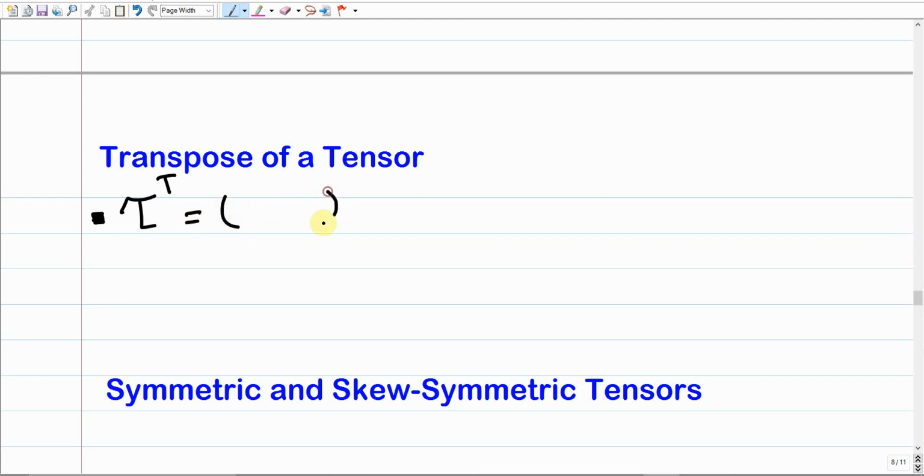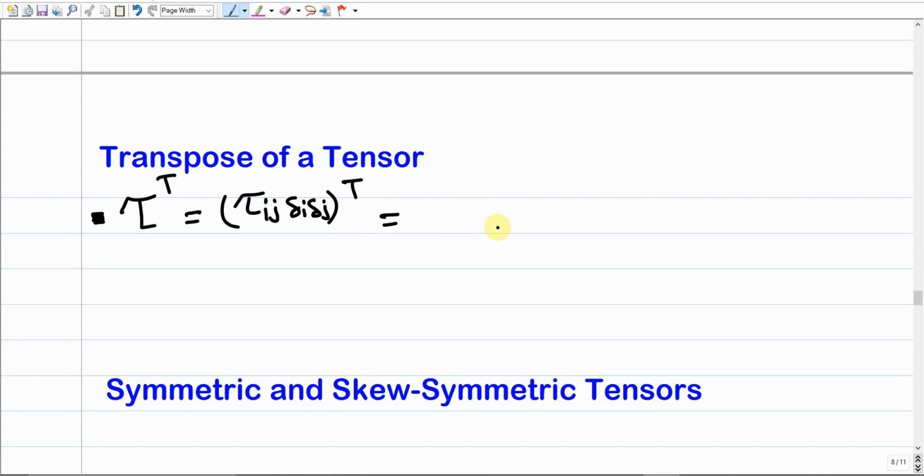To represent this, let us represent the tensor in terms of its components, like tau ij, delta i, delta j. These are the components, and we are interested in the transpose of this tensor. Simply, the transpose switches the positions between columns and rows, but the unit vectors should still be the same. So what does it mean? It means that I'm not going to switch the indices over the unit vectors, but I'm going to switch the indices of the components themselves.